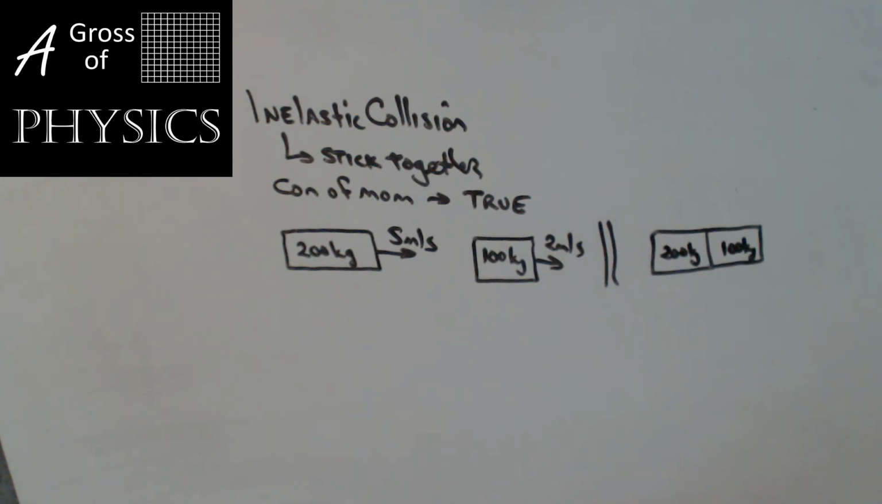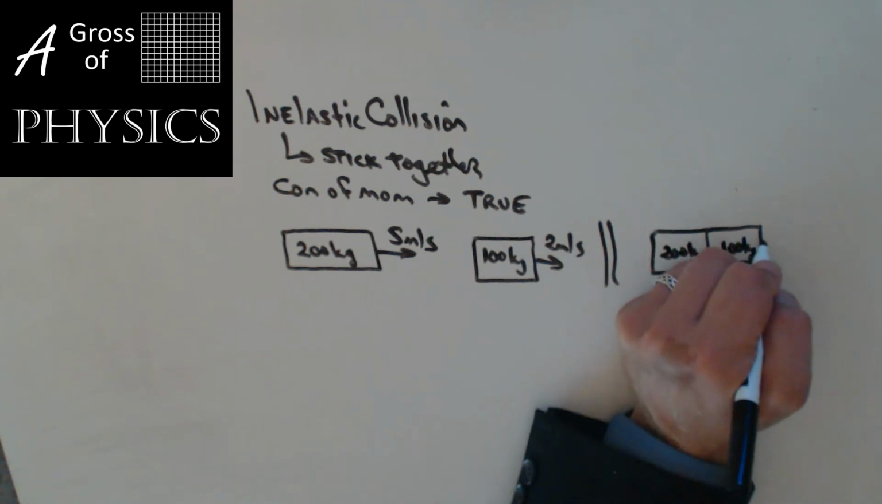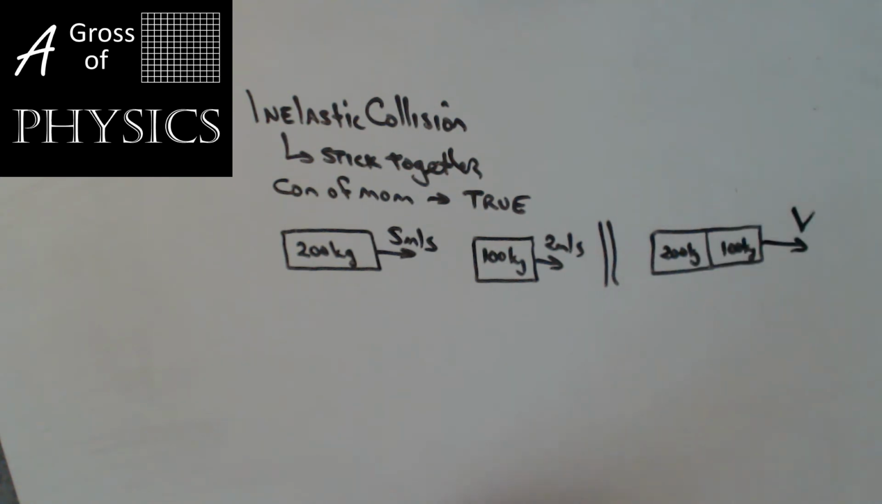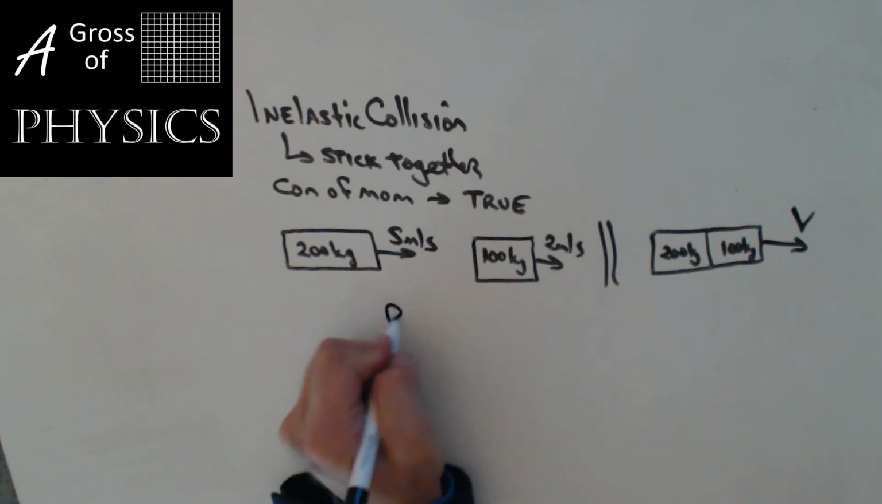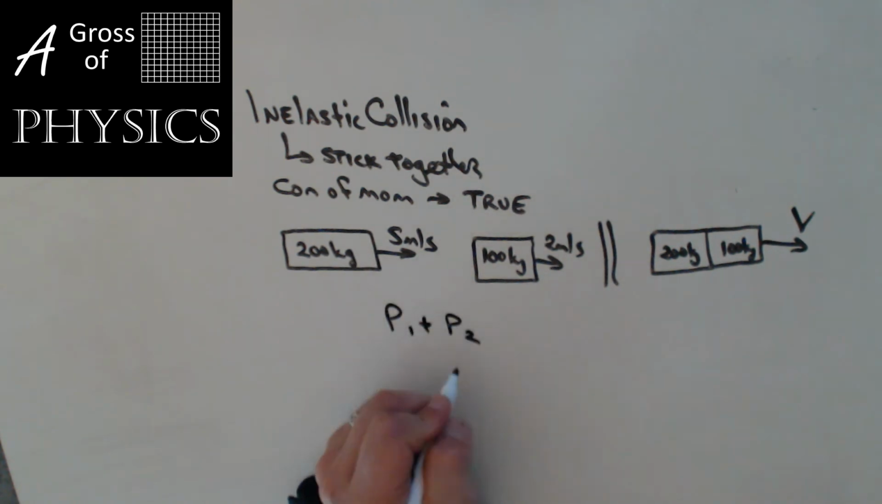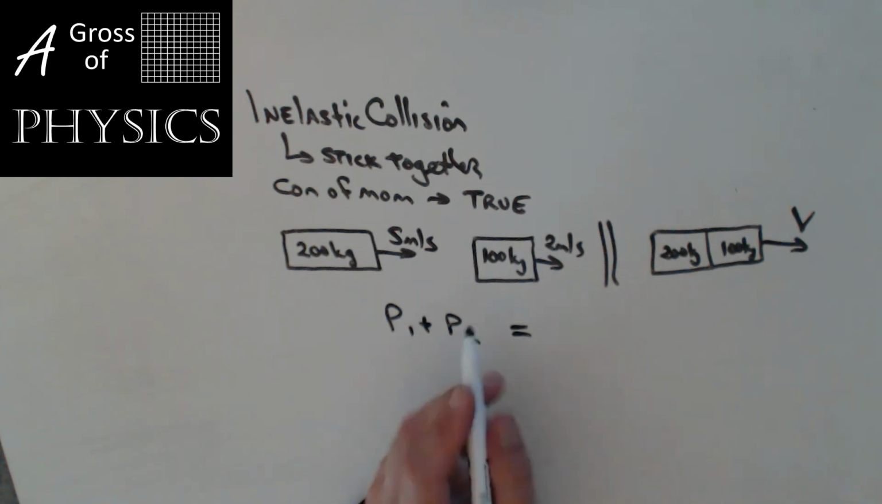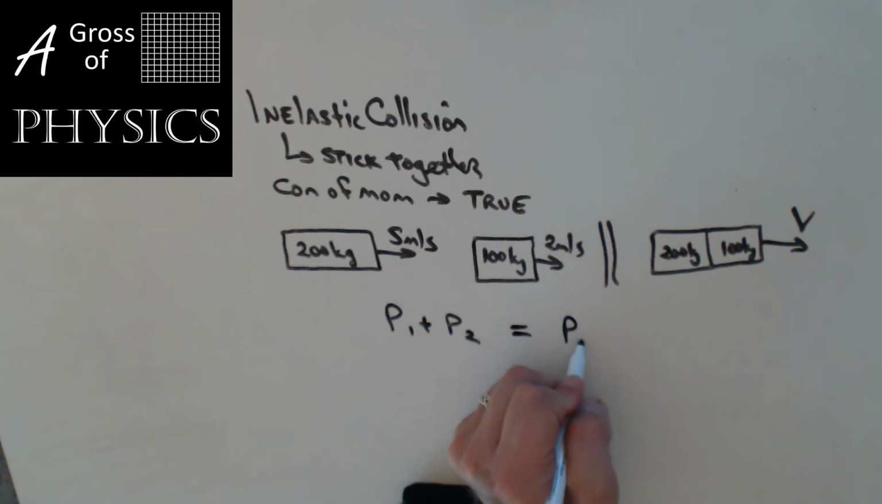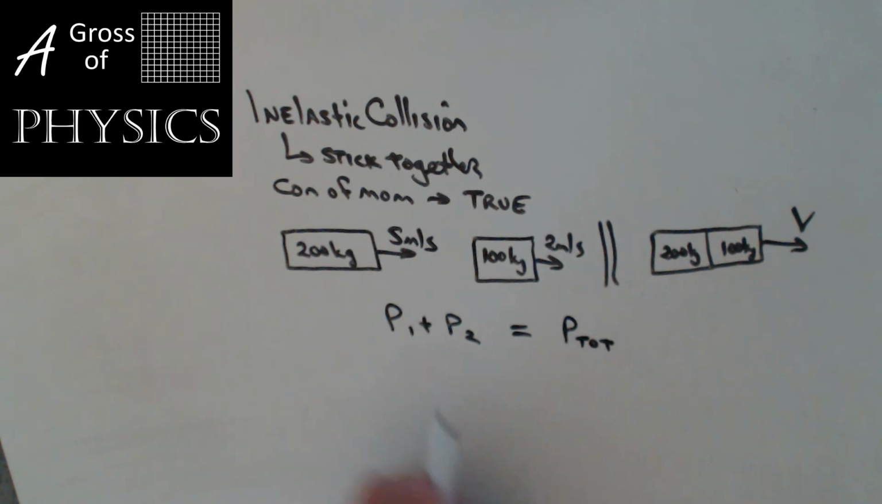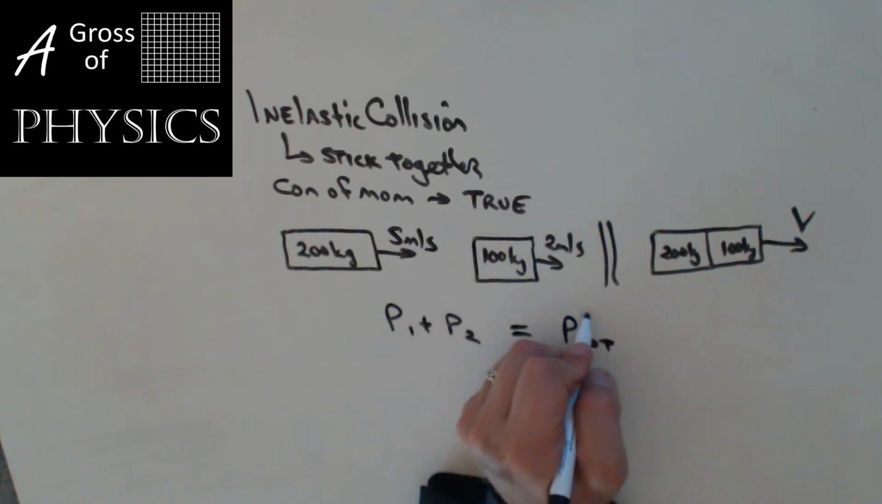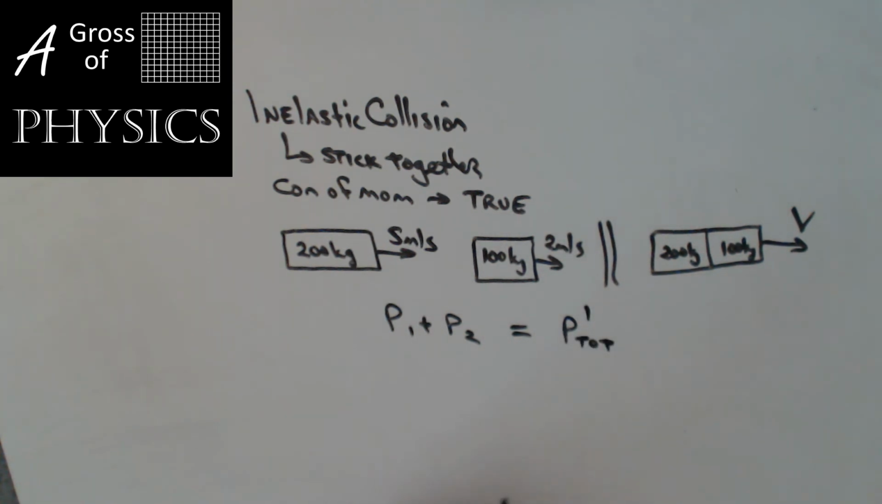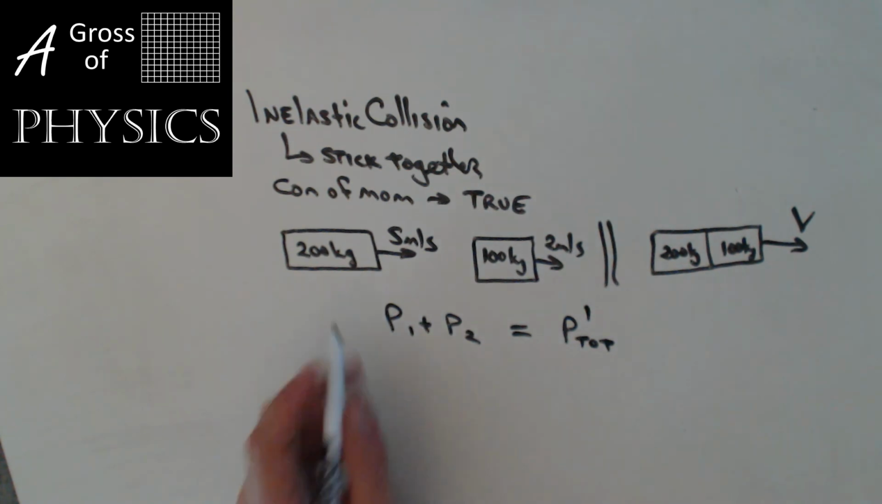Now, when they're stuck together, they are going to travel at the same speed. So this is a situation where we have two objects to begin with, P1 plus P2, but then that's going to equal, double line equal sign, one object. I'm just going to call it P total because it's not 1 or 2, it's the total of the two, and it's still prime because it's its final speed.